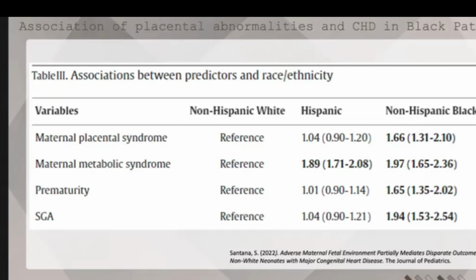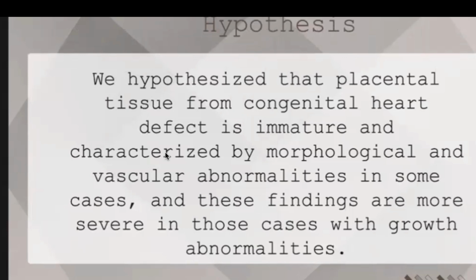So this brings me to a paper that my lab published, which is different than the paper that we were originally going to talk about, but it still holds weight in endothelial dysfunction and cardiovascular disease. From the paper, we hypothesized that placental tissue from congenital heart defect is immature, and is characterized by morphological and vascular abnormalities in some cases. And these findings are more severe in those cases with growth abnormalities.